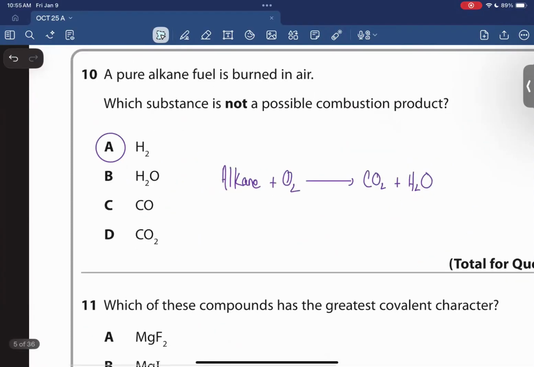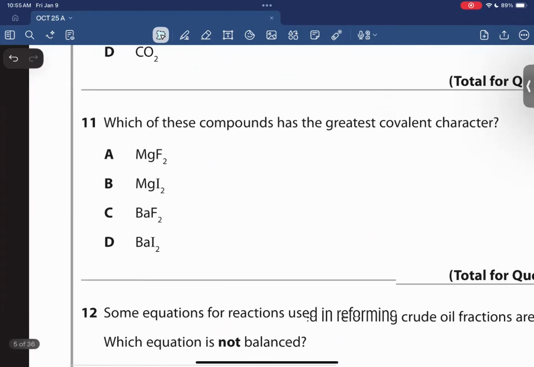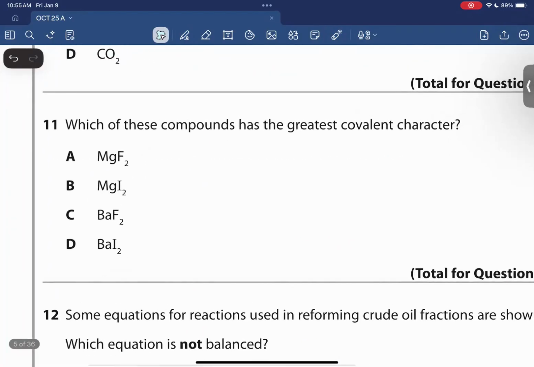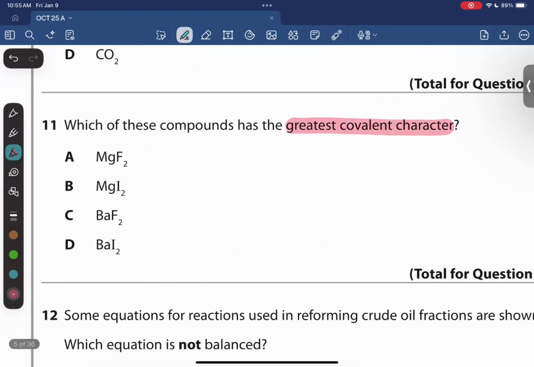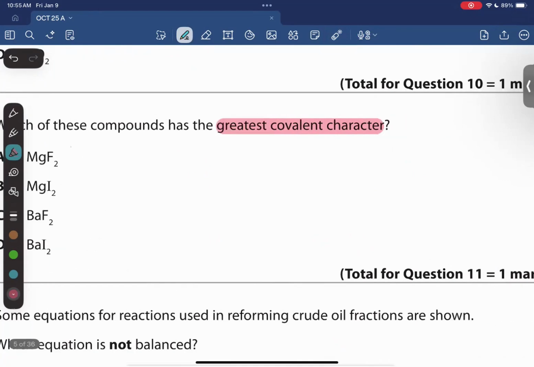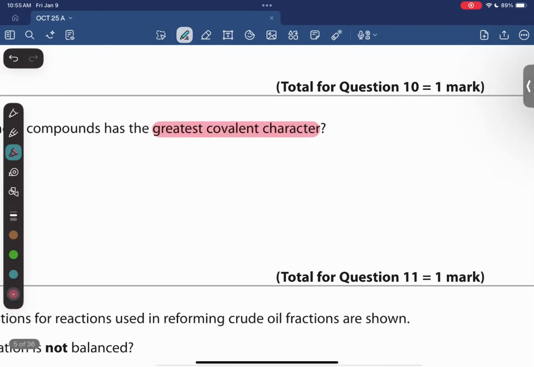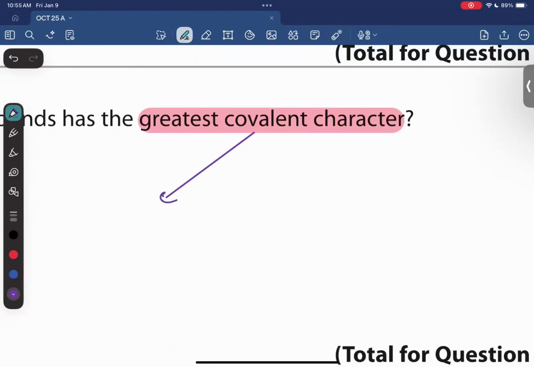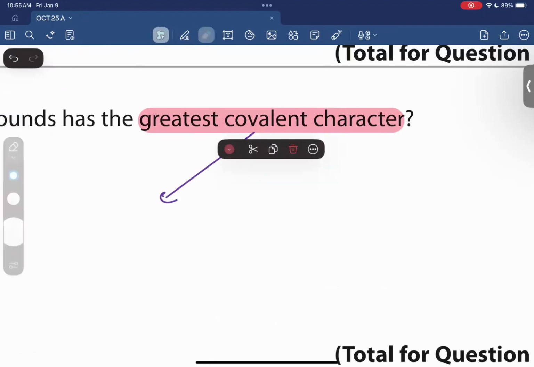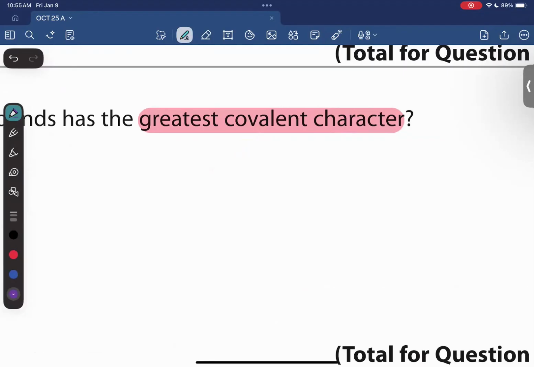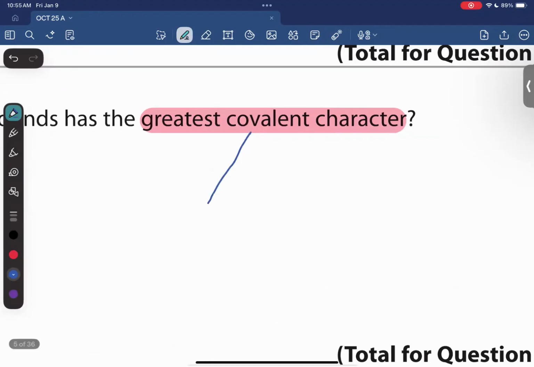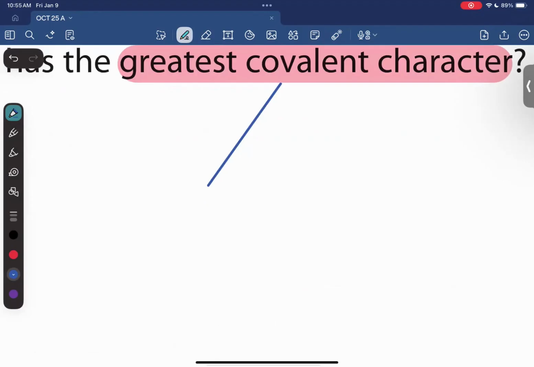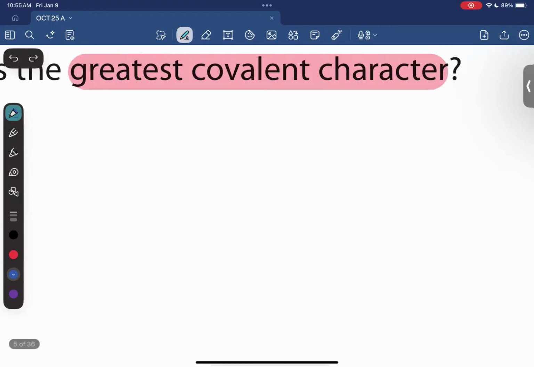Okay. Which of the compounds has the greatest covalent character? So for something to have the greatest covalent character, there are certain criteria. What are the two criteria?